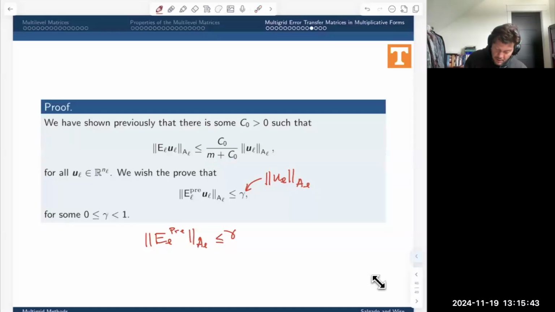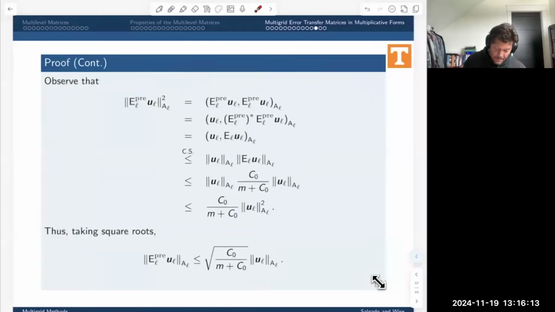So we're going to show, and ultimately do show, that gamma is equal to the square root of CO over MCO plus CO. And of course, this is again a number which is greater than 0 and strictly less than 1. If a number is strictly less than 1, then the square root of that is also strictly less than 1. All right, so that's the proof that at least the pre-smoothing version works.